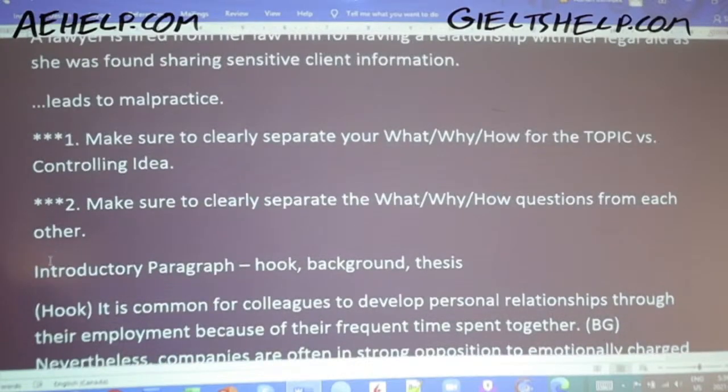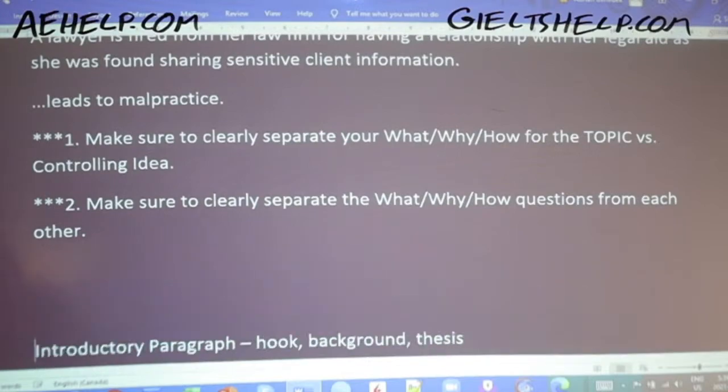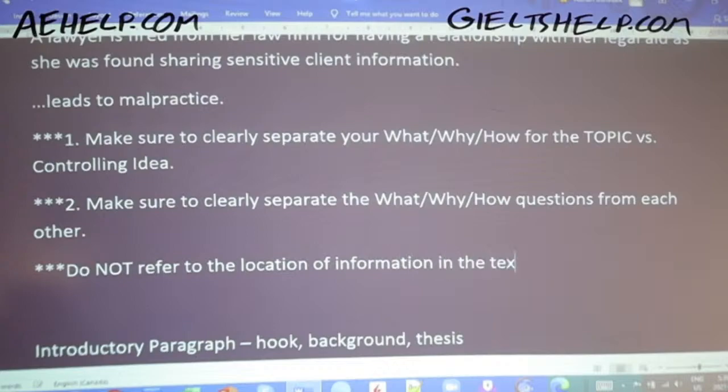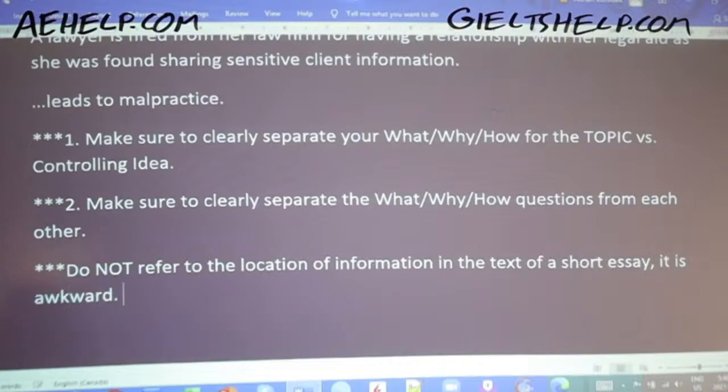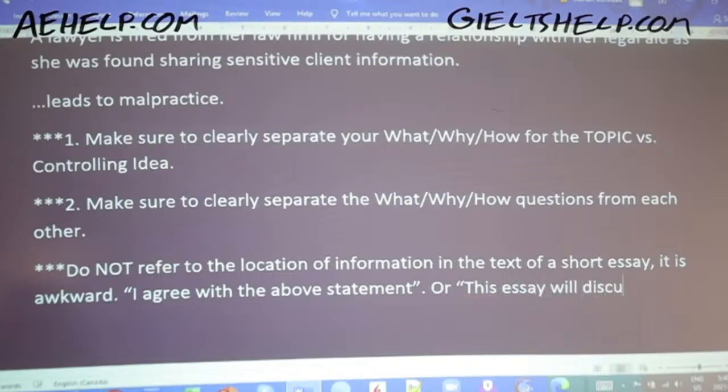IELTS Task 2 is: don't refer to the location of information in the text of a short essay. It's awkward. So don't write something like "I agree with the above statement." Or don't write something like "this essay will discuss below."